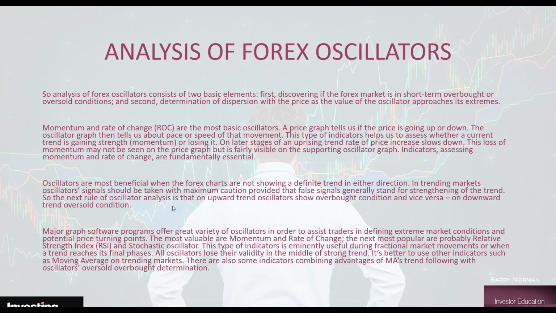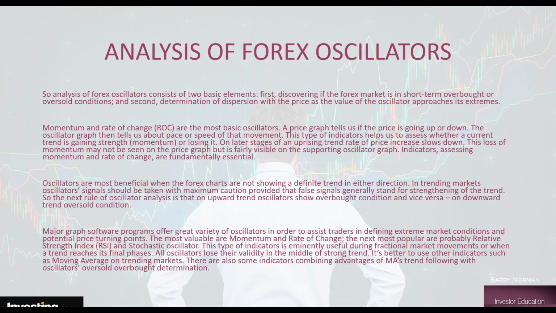Momentum and rate of change, ROC, are the most basic oscillators. A price graph tells us if the price is going up or down. The oscillator graph then tells us about the pace or the speed of that momentum. This type of indicator helps us to assess whether a current trend is gaining strength or losing strength.